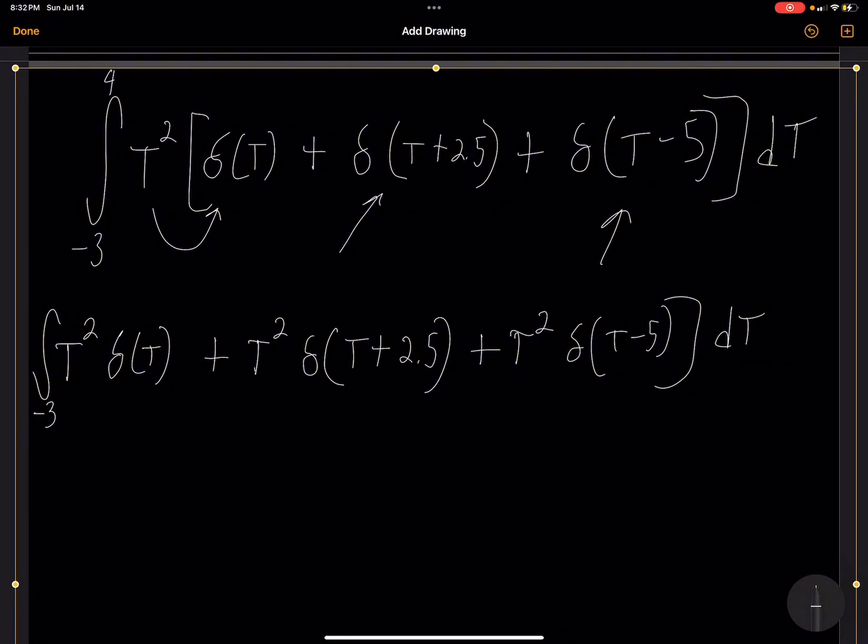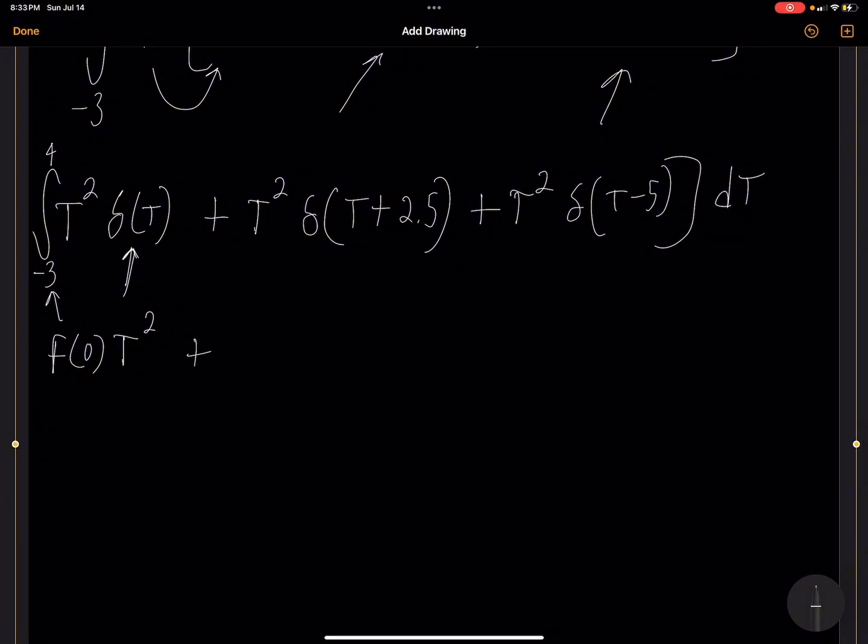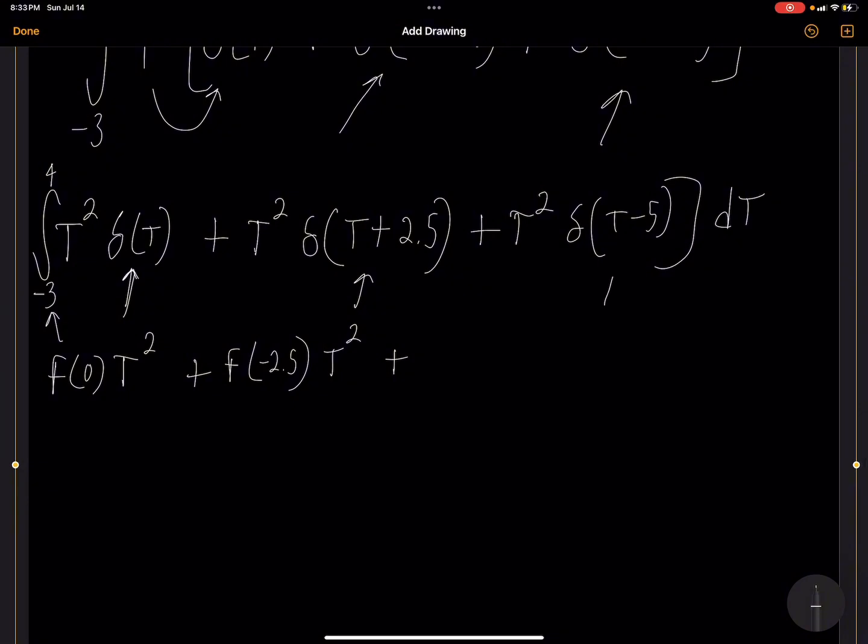The integral over here. Okay, so now we're going to evaluate it and go into each individual part again. So this Dirac delta function at 0 is going to be 0 since it's just t. So this integral will transform that function that it's equal at 0 basically into f of 0 times t squared, plus this one at 0 is negative 2.5, so we get f of negative 2.5 times t squared, plus this one's going to be f at 5 times t squared.